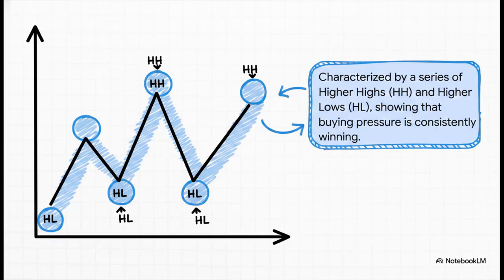Now, an uptrend is never just a straight line up. It's got a rhythm to it, kind of like it's climbing a set of stairs. You'll see the price push up to make a new high. We call that a higher high. And then it pulls back a little to form a higher low. And here's the key. That low is higher than the last one. When you see this pattern repeating, it's a huge sign that the buyers are in charge.